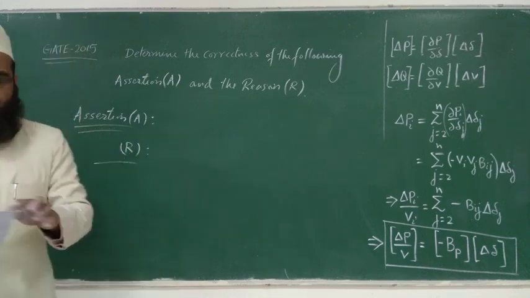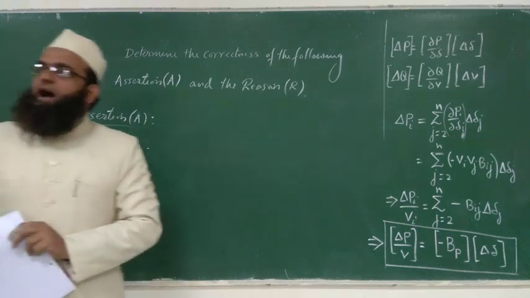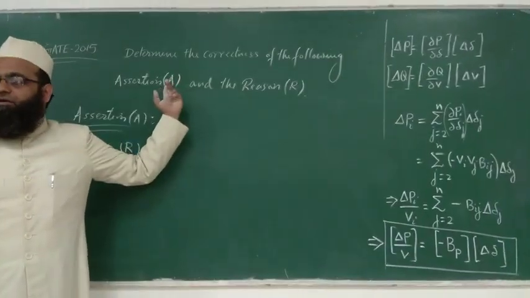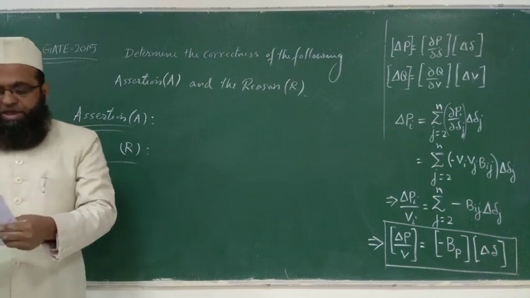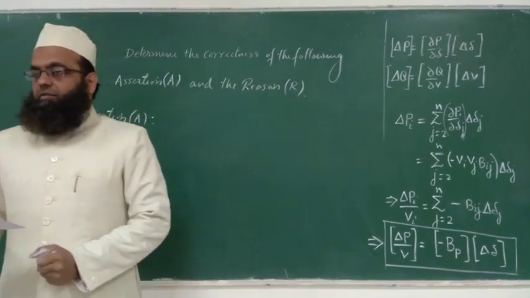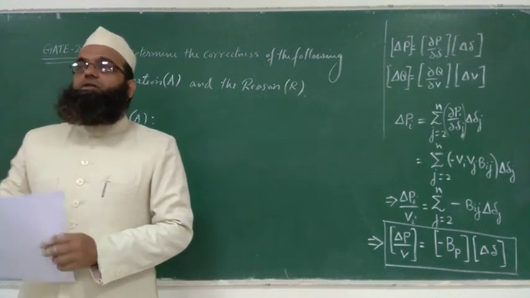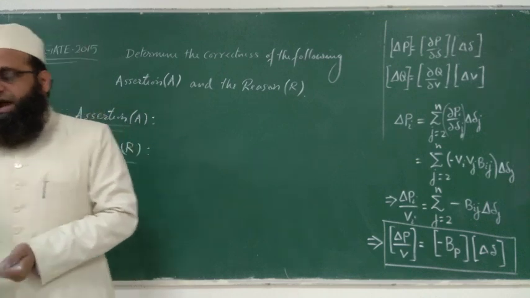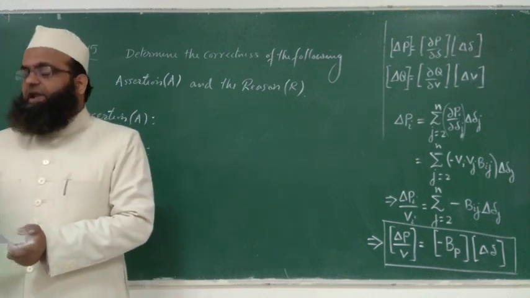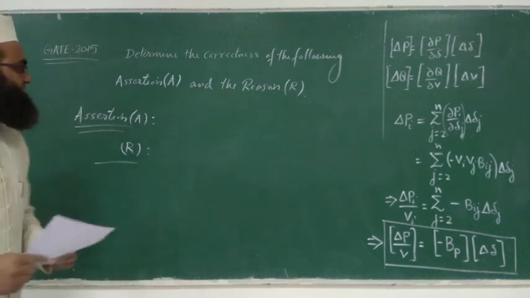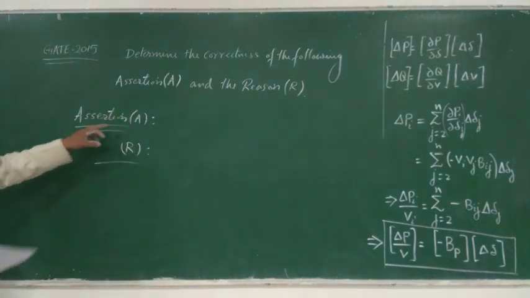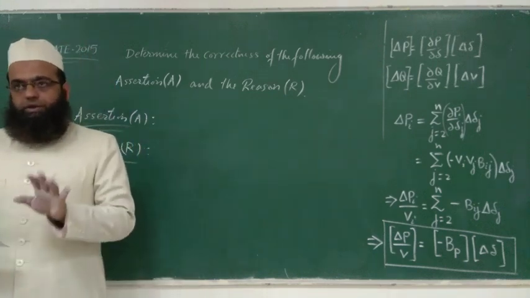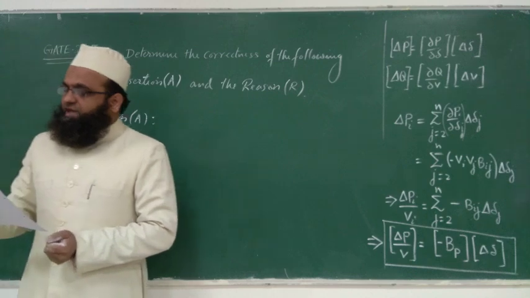So options are: option A is both A and R are correct and R is the correct explanation of A. B is both A and R are correct, that is true, but R is not the correct reason for A. C is both A and R are false. D is A is false and R is true. So I am repeating the statement of these two, A and R. Assertion: fast decoupled load flow method gives approximate load flow solution. That is correct because it uses several assumptions.